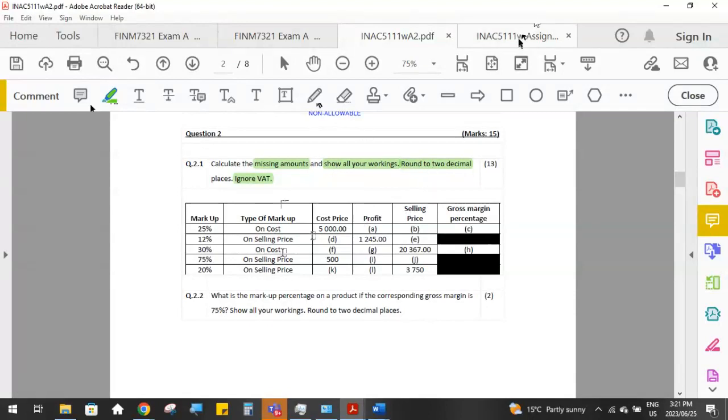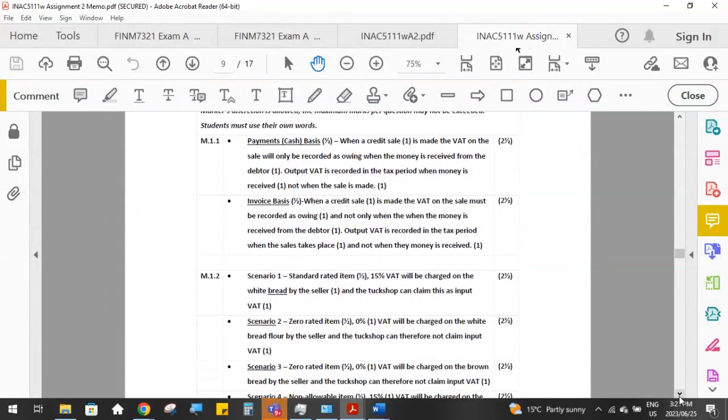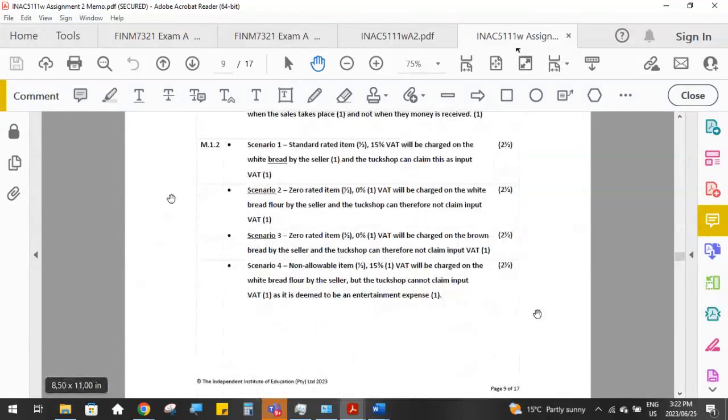So let me just go to the answers. So here you can see 1.1, we wanted you to say the payments or the cash basis and explain what that is, how it works, and the invoice basis and explain how that works. And here are the answers to 1.2 for your 4 scenarios.